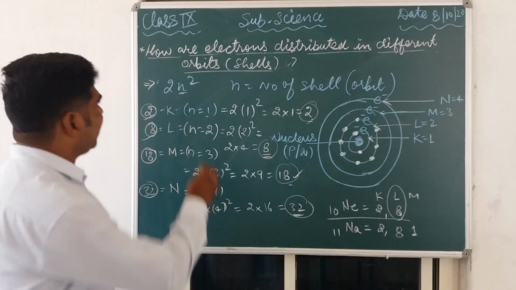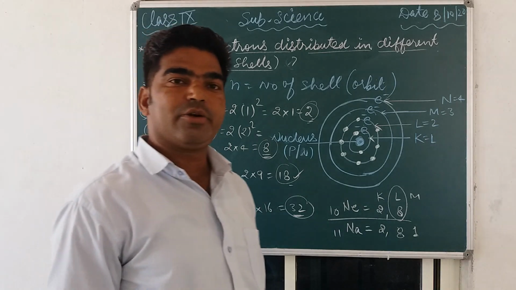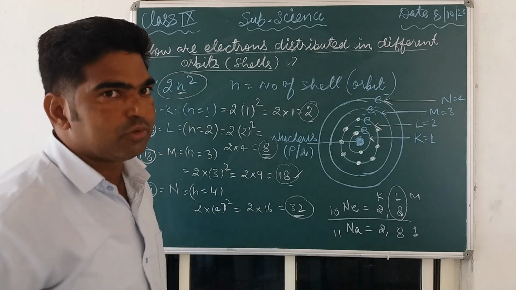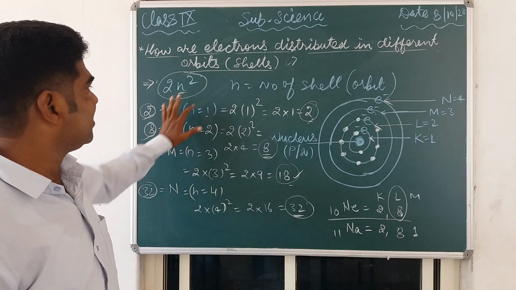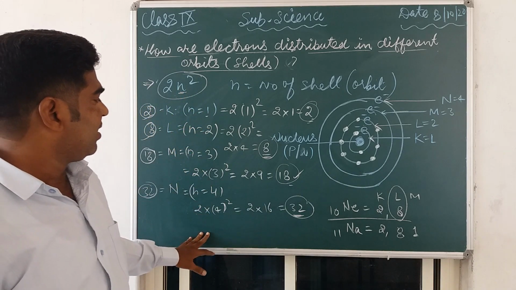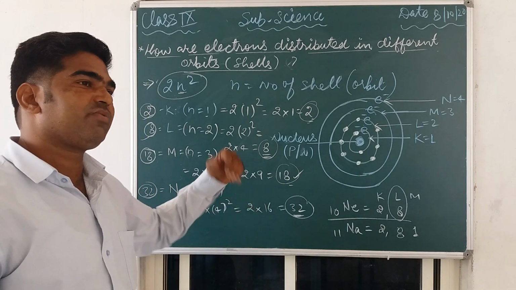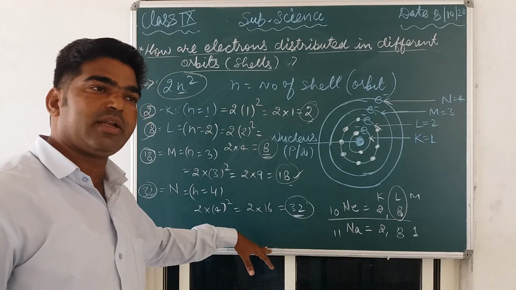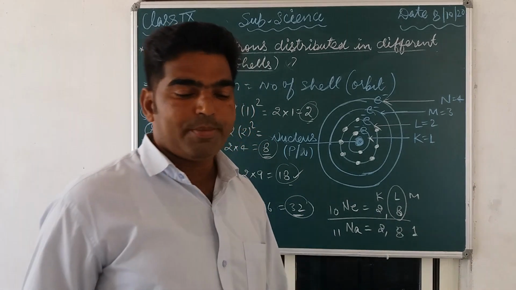The more important thing is this formula: the maximum number of electrons that can be filled is given by 2n square, where n is the number of the cell, K, L, M, N, that is 1, 2, 3, 4, like that 5 and so on. For the 5th cell, 5 square into 2. In this way we can fill the number of electrons.